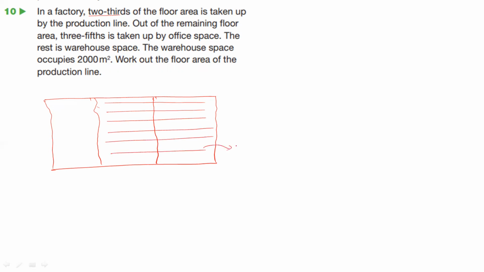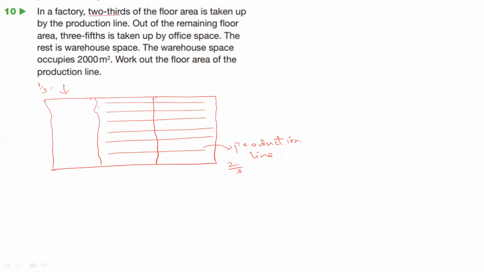So we write here production line, which is 2/3. Okay, so what is left over? This is the remaining area. Out of the remaining floor, which is 1/3 of the total floor, they say 3/5 is taken up by office space.